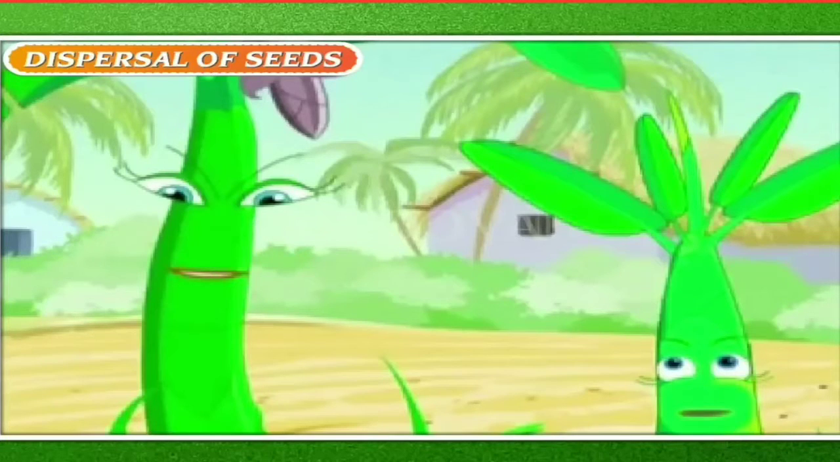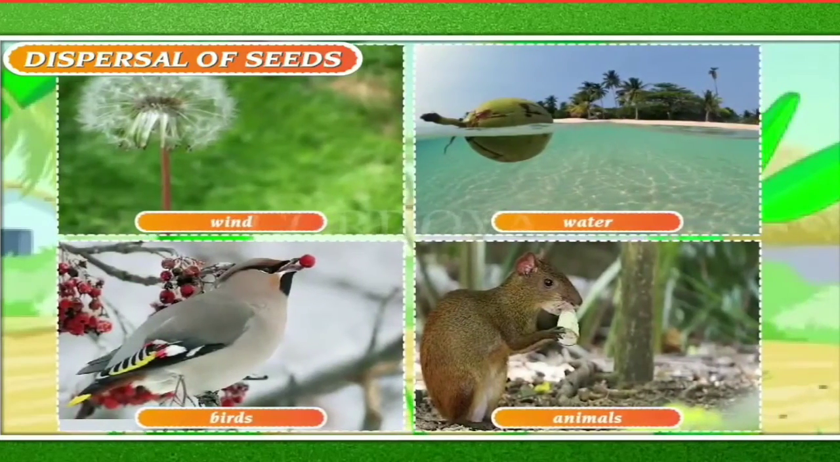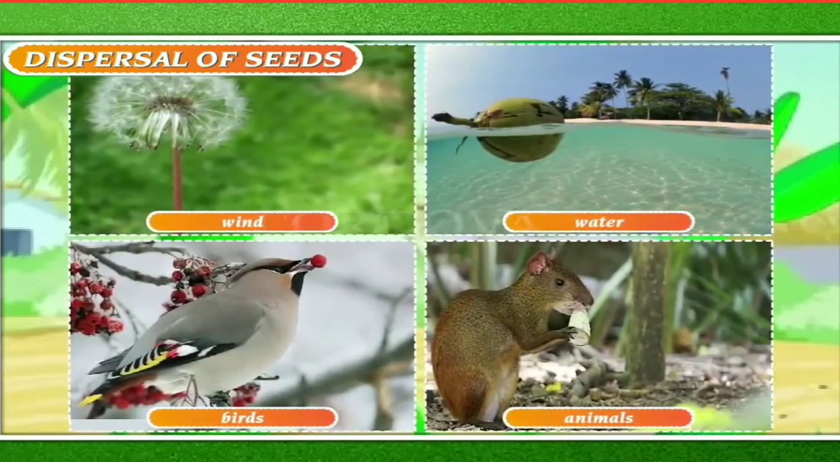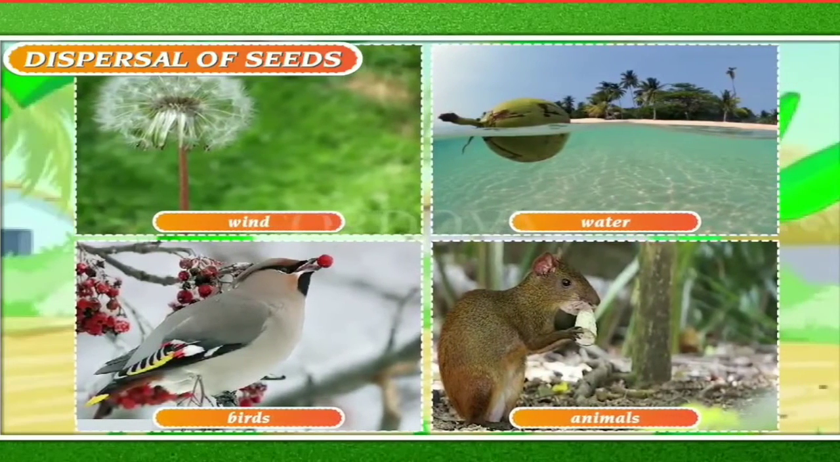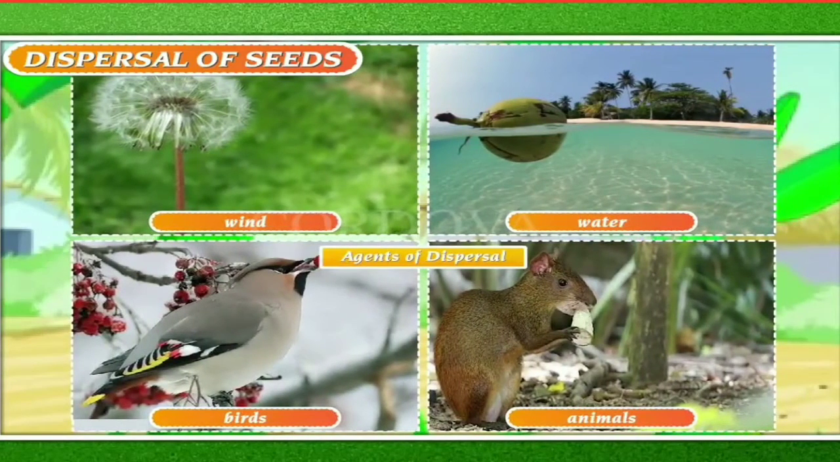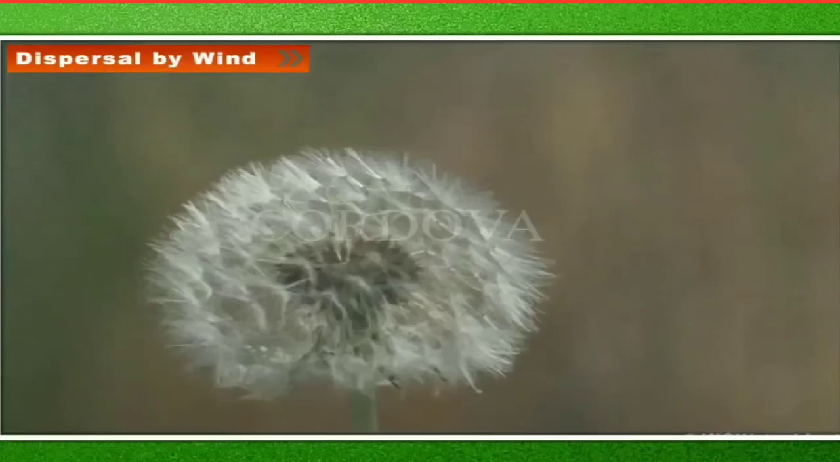Dispersal of seeds. We know that plants cannot move on their own. Nature has therefore arranged some methods by which the seeds of plants get scattered to large distances. The scattering of seeds away from the mother plant is called dispersal of seeds. Seeds are dispersed by wind, water, birds, and animals, etc. These are called agents of dispersal.